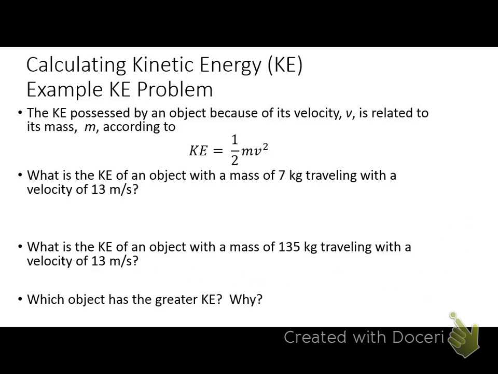So, of course, the object that had the higher mass had a greater kinetic energy, didn't it? So which object had the greater kinetic energy? The second one. Why? Because it had the higher mass. KE is equal to 1/2 mv squared.